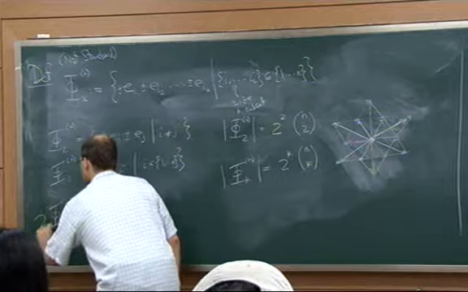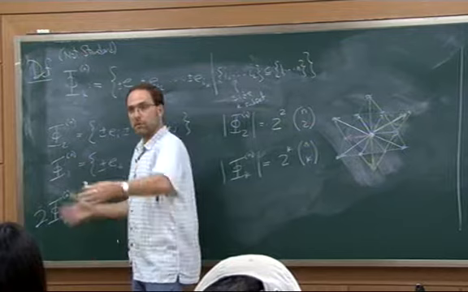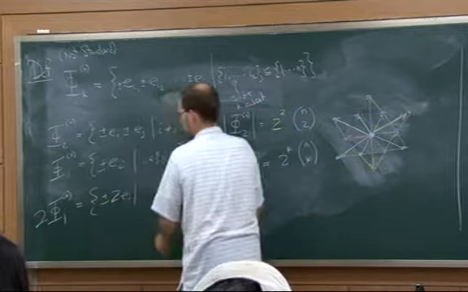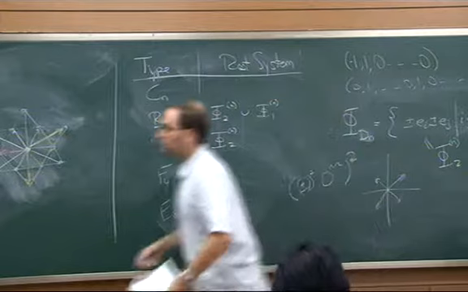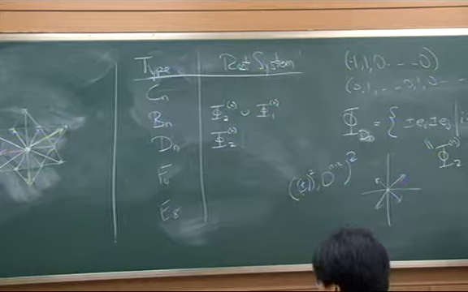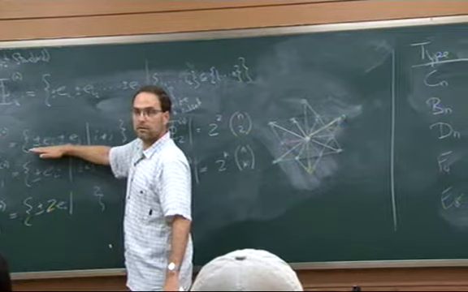Let me make a slight modification. What if I put a 2 in front of that? What would the natural thing be for that? Just multiply every vector by 2. Just rescale. What's the length of this vector? These are unit vectors, right? What's the length of these vectors? All of these vectors are square root 2, right? All these vectors are length square root 2.